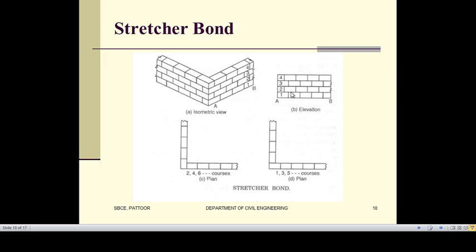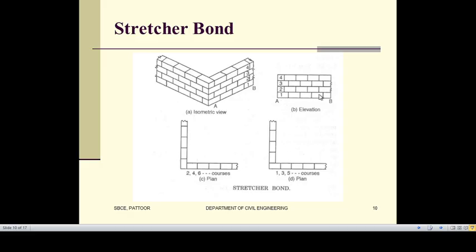So this is the elevation. 1, 2, 3, 4 are the number of courses. So this is the elevation and this is the plan view. The plan view of the first, third and fifth course is shown in figure D.